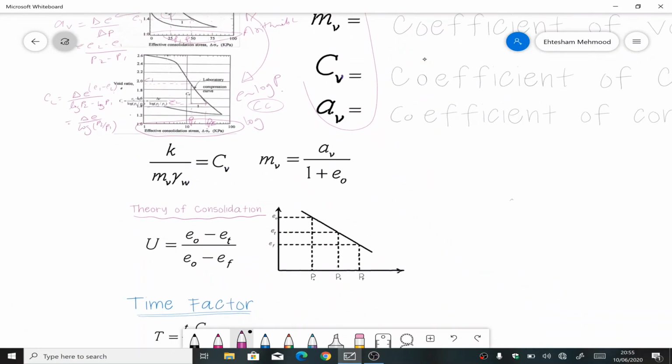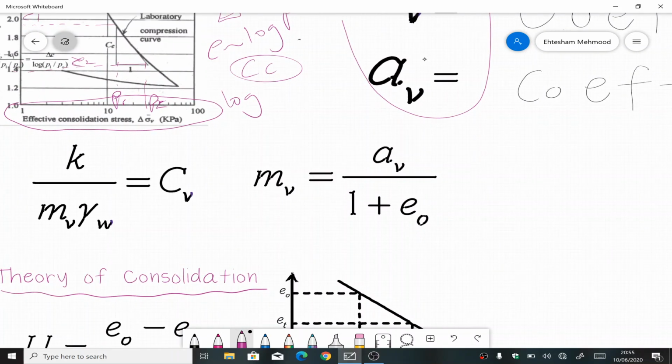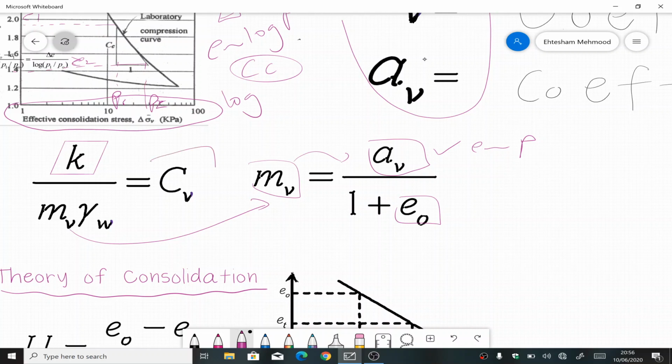And now MV, we can find by putting in the value of AV that we obtain from the e-P chart. e naught we have already obtained at the start of the test, and MV is obtained by this formula. And lastly, we can find the permeability of the soil specimen from the value of CV, MV and gamma W. MV would come from here, gamma W is standard, it depends on the units we are using, that is 62.4 pounds per cubic foot. The only thing unknown is CV. If we know CV, then we can find the coefficient of permeability, that is K.